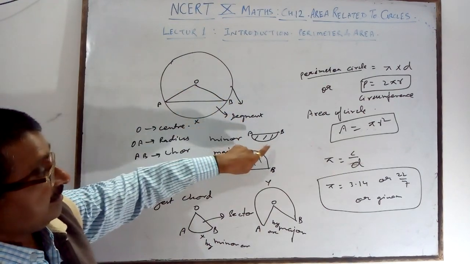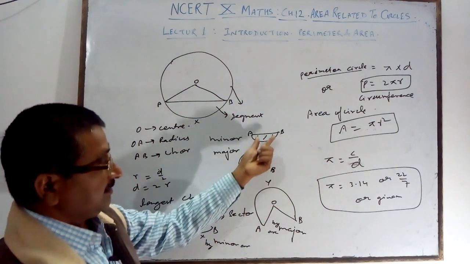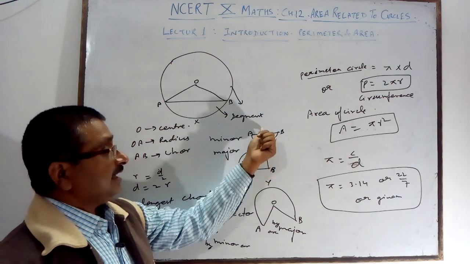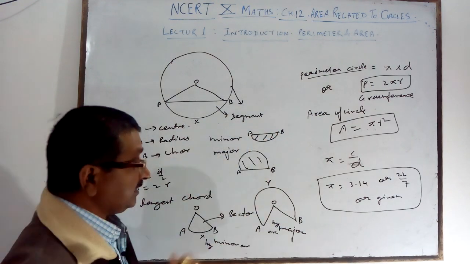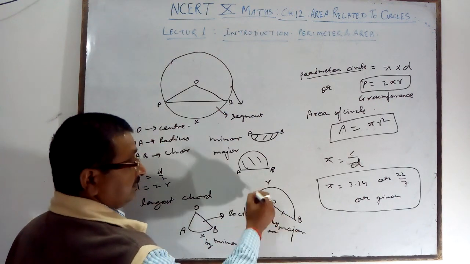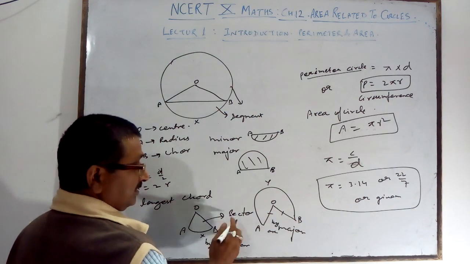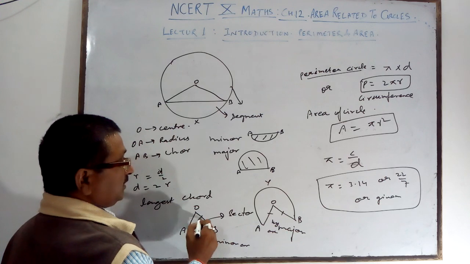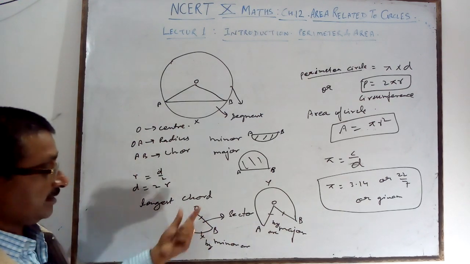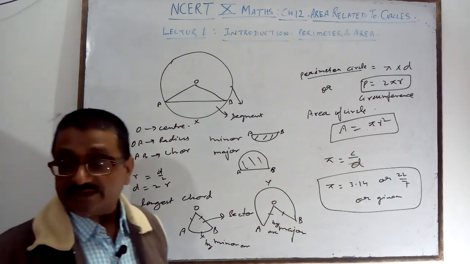So, area of the circle, perimeter of the circle. The area bounded between the arc and the chord is called the segment. The area bounded between two radii and the arc is called the sector. Minor arc, minor sector, major arc, major sector.